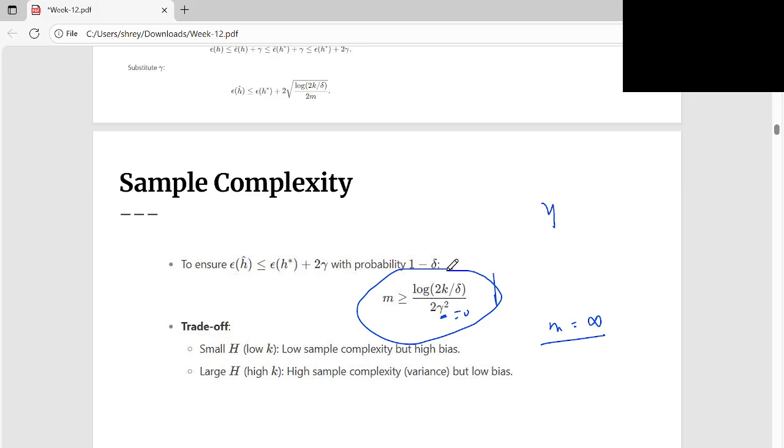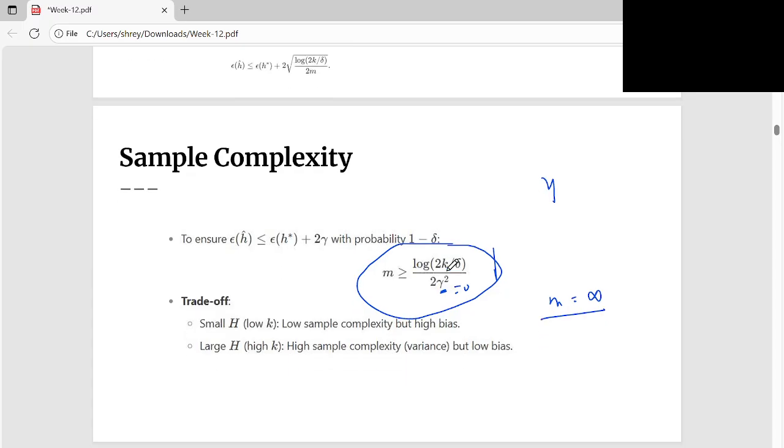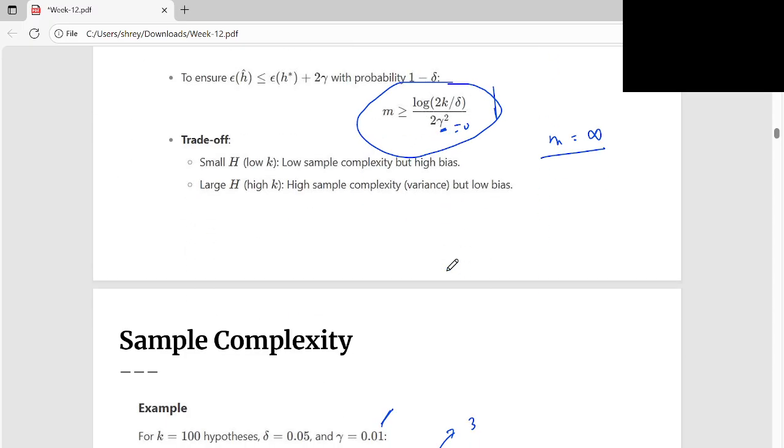So if you know all this, you can have an idea that, okay, let's say we have this much data in our hand for training, so that our empirical error can be close to the generalization error. The closer we want to go, the more samples we need. So this formulation is important. You need to remember this formula. Maybe some question can be asked on it.